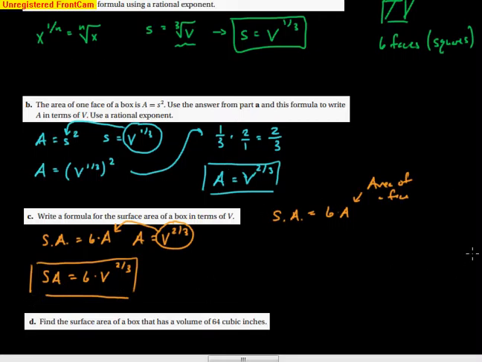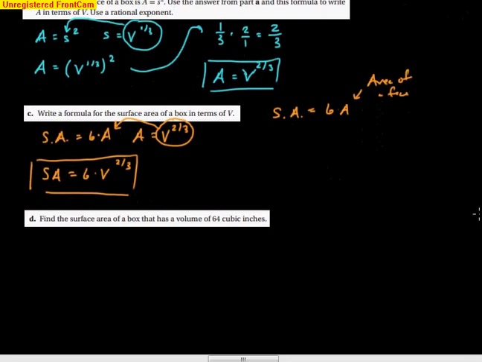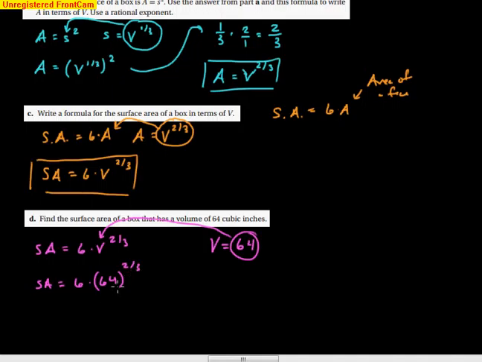And last but not least, find the surface area of a box that has a volume of 64 cubic inches. So this is telling me that V equals 64. Well, you have this surface area formula, 6 times V to the 2/3. Take 64, put it in place of V. Surface area equals 6 times 64. I'm going to put the 64 in parentheses to the 2/3. And now you have some choice here. You can work with this rational exponent, or you can use another rule.